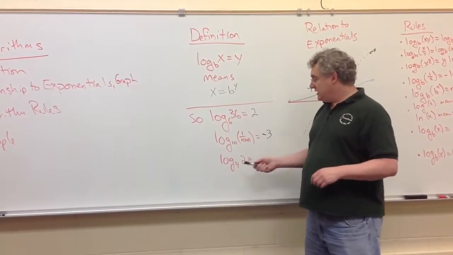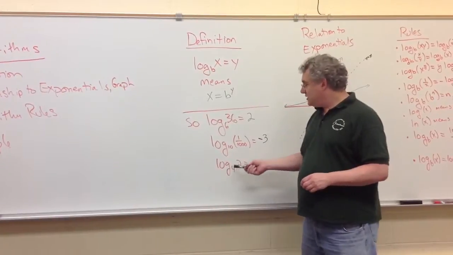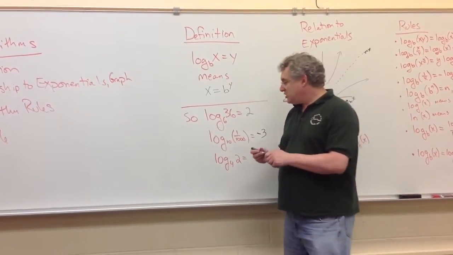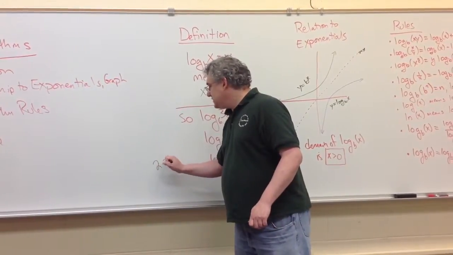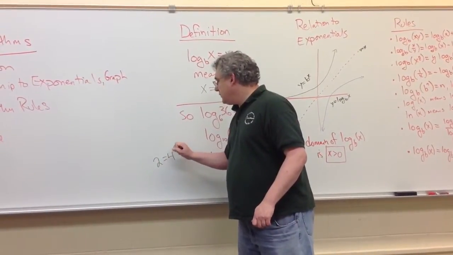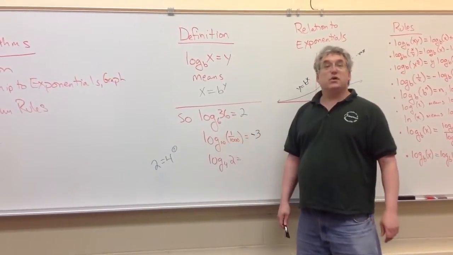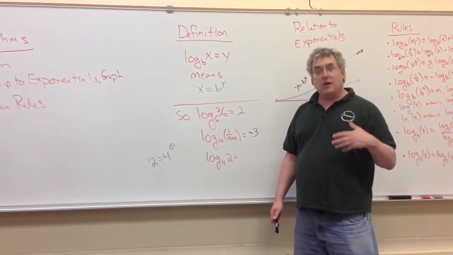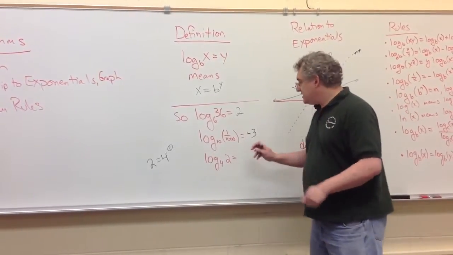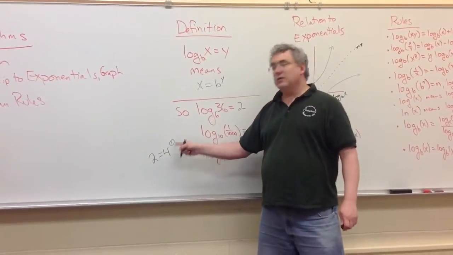Now, what about this next one? Log base 4 of 2. You might be tempted to say, well, 2 squared is 4. But remember, we're actually asking right here, 2 is 4 to what power? Well, 2 is the square root of 4. And if you remember your rules for exponents, square roots are fractional powers. So the answer here is 1/2, because 2 is 4 to the 1/2.